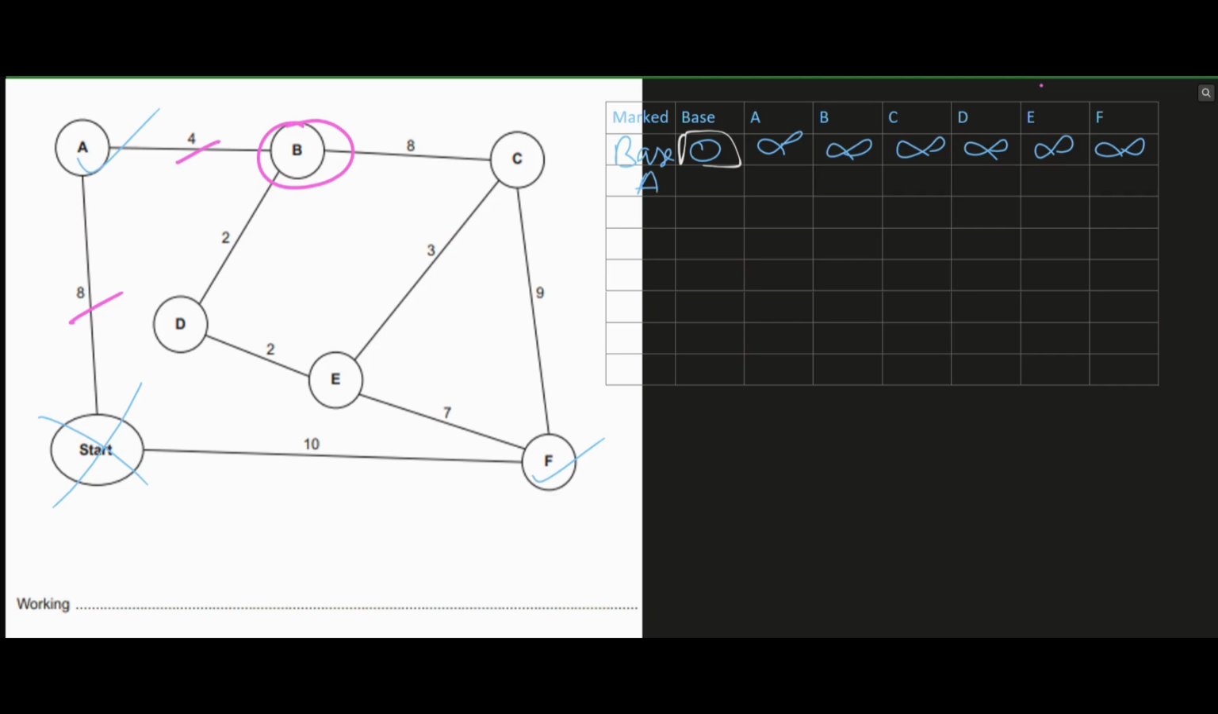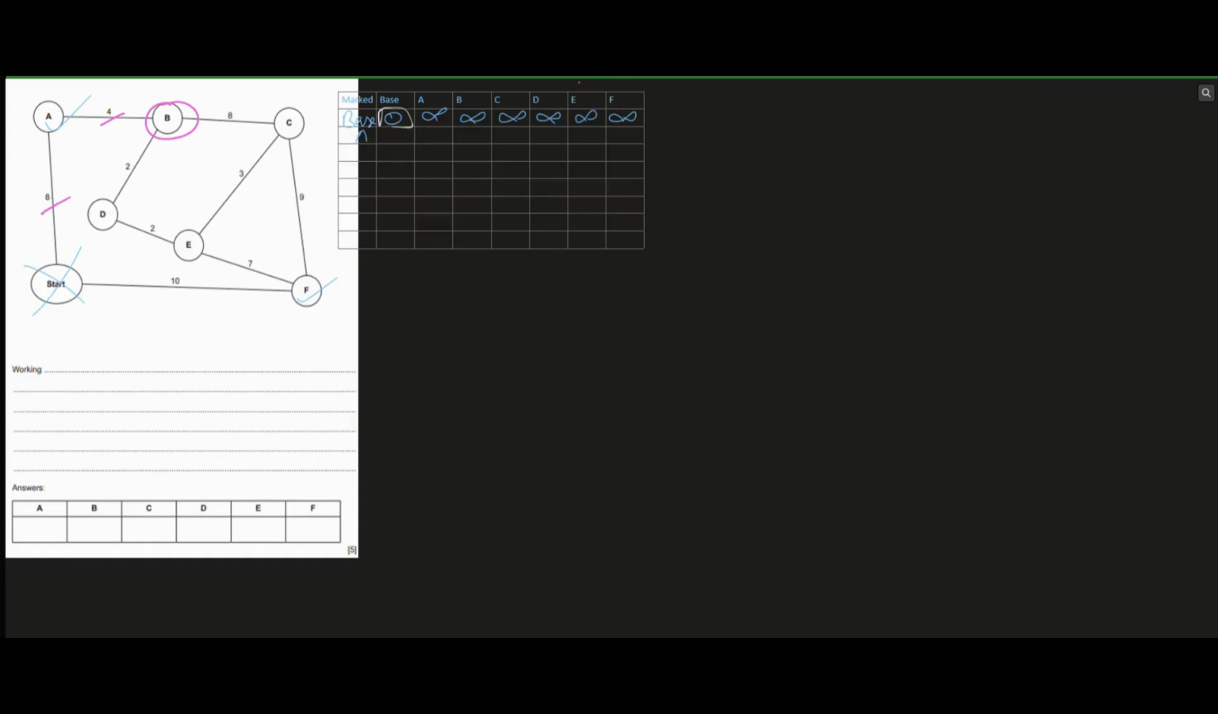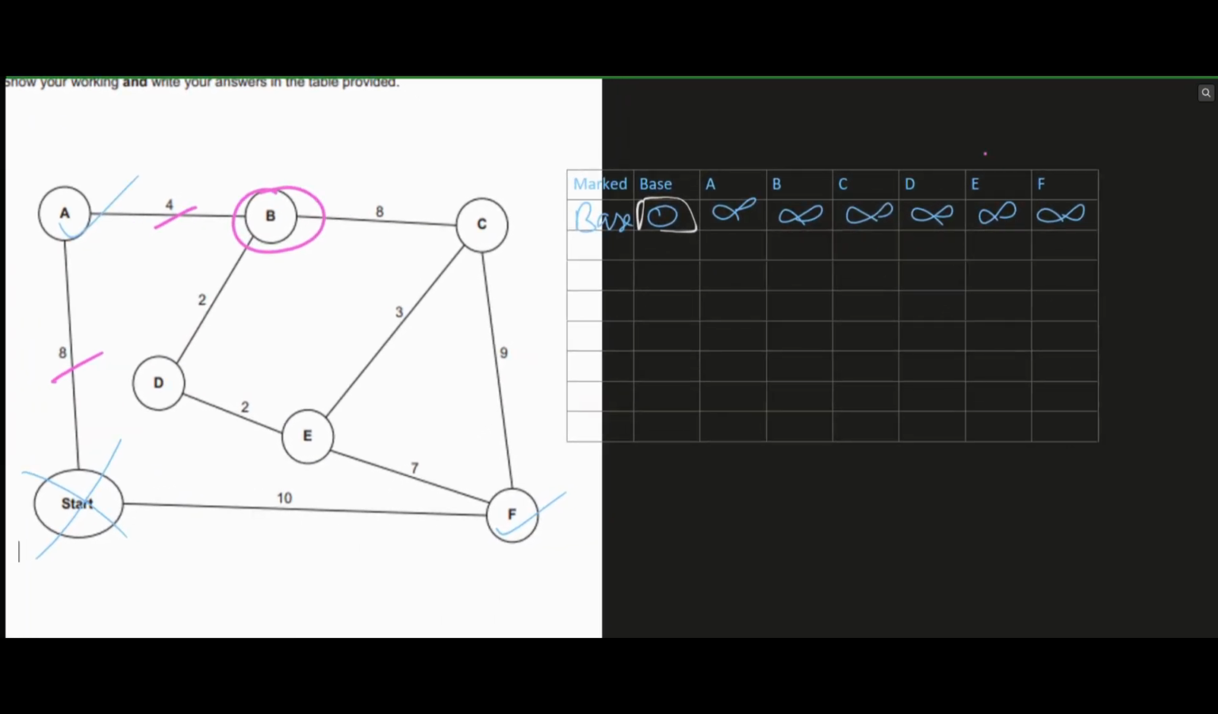Let's go to A, but I will not write it. We'll figure it out. So what is the distance? It is 8, and the rest all are infinity. Once I have boxed this, I cannot write anything here. This is not allowed. So what is the shortest distance from here? 8. So the shortest one is A, marked.